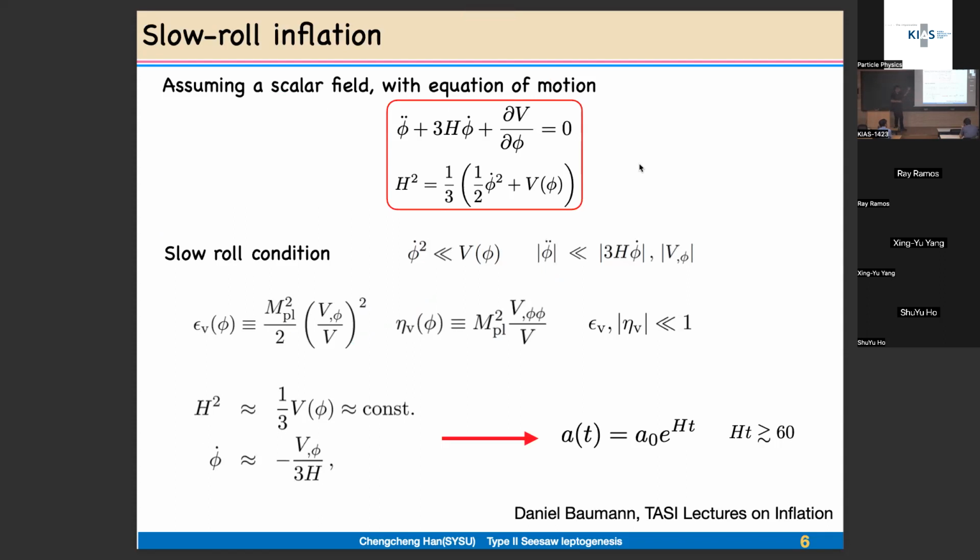When people talk about inflation, usually they assume some scalar field takes some value in the early universe, and the most popular framework is slow roll inflation, where the scalar field follows such dynamics, and this H is the Hubble parameter. If we have this slow roll condition, then we almost get a constant Hubble parameter. Then in a short time, the scale factor of the universe increases exponentially, and this simple framework can explain the origin of the inflation.